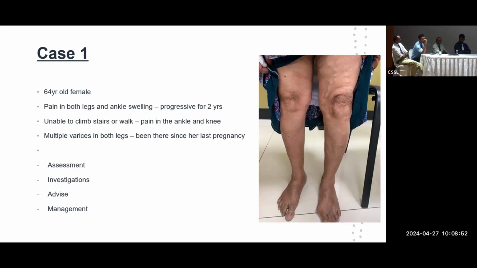So if the symptoms are more likely towards osteoarthritis, for example, in this patient, there is pain when she climbs upstairs. Some patients have difficulty in getting up from the squatting position. So those symptoms are more towards osteoarthritis. And when you examine, there is obvious crepitus in the knees as well.